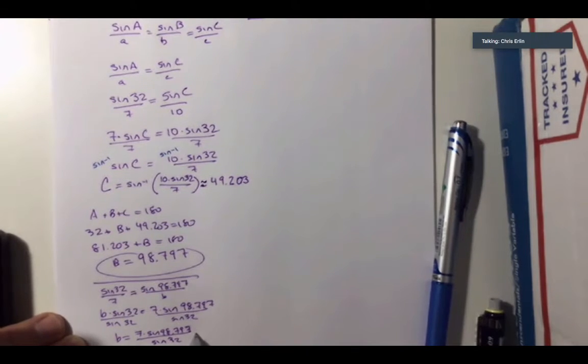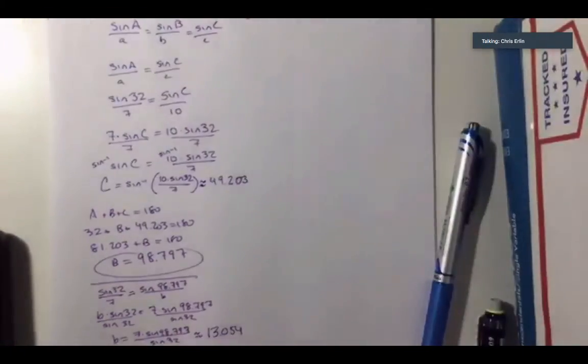That's my precise answer. I want a decimal approximation, so I'm going to say 7 times the sine of 98.797 divided by the sine of 32 gives me 13.054 approximately.